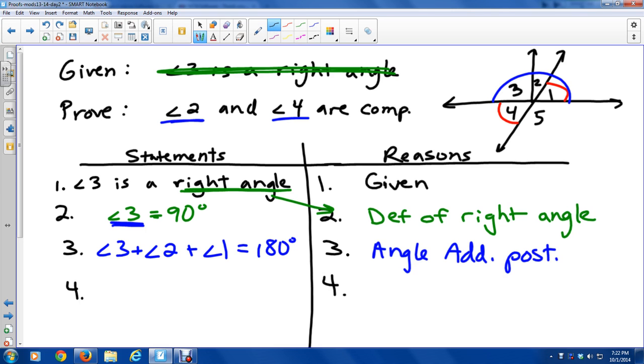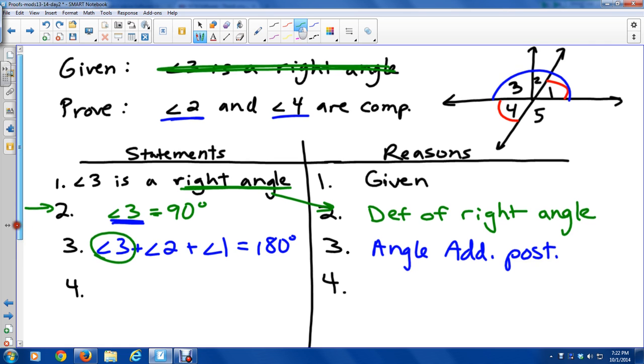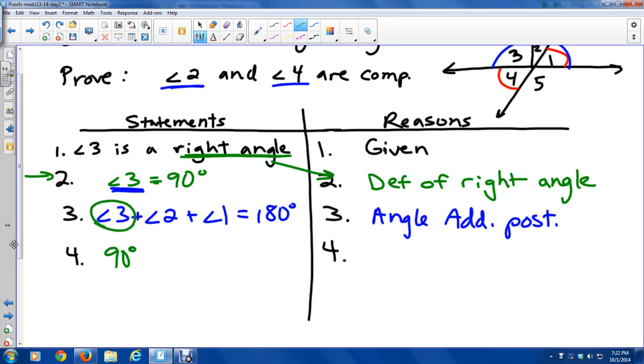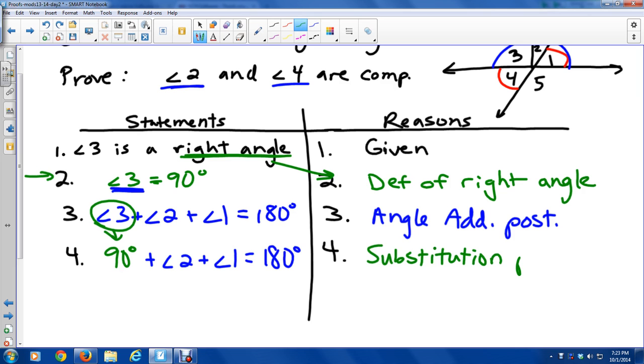So I really like the equation that I just have, angle 3 plus angle 2 plus angle 1 equals 180. There's one thing I can do with the 2 equations I have. We know angle 3, according to step 2, is equal to 90 degrees. So instead of putting angle 3 right here, I'm going to go ahead and put 90 degrees in place of it. I'm going to keep the rest of the equation the same. I didn't add, I didn't subtract. I substituted 90 degrees in for angle 3. So the property should be your substitution property.